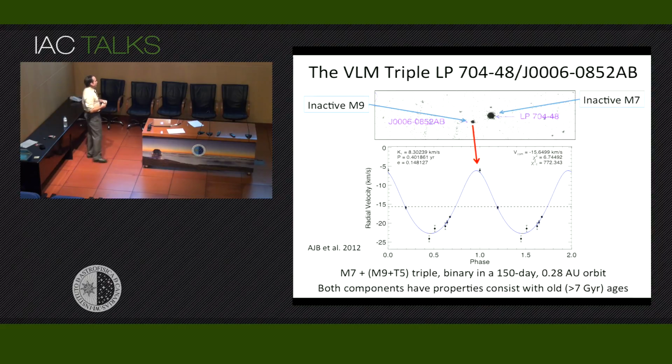And because this object, which is an M7 dwarf, is inactive, and almost all M7 dwarfs are active, if you see an inactive one, it means it's pretty old. We can combine the information from this and the age information we get from this spectral binary, compare them and see if they match up with the models, and indeed they do.